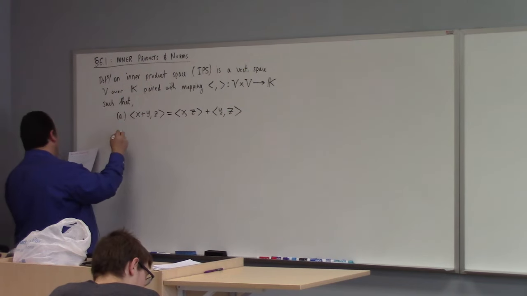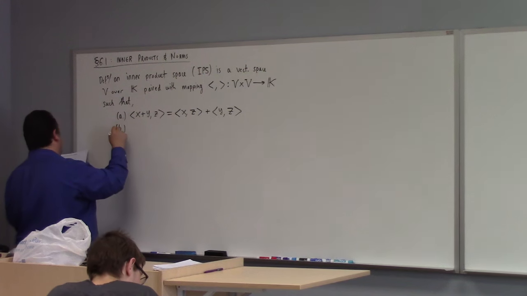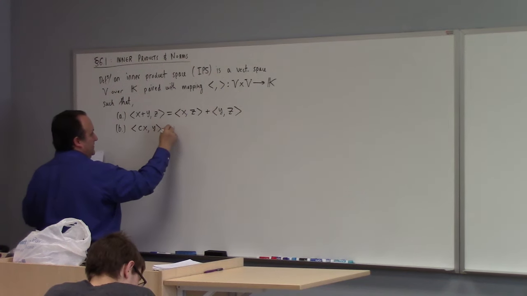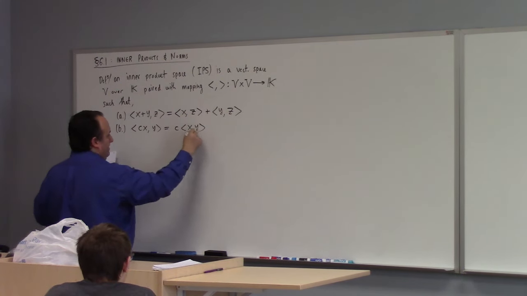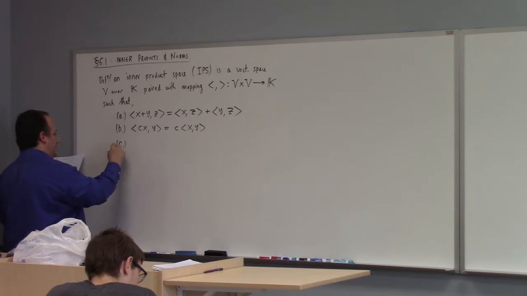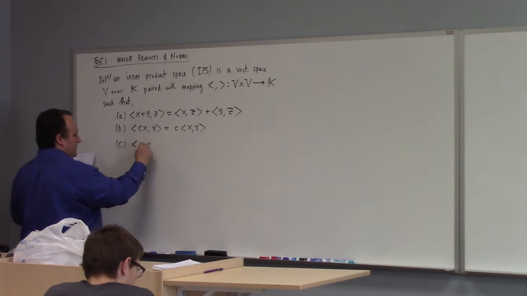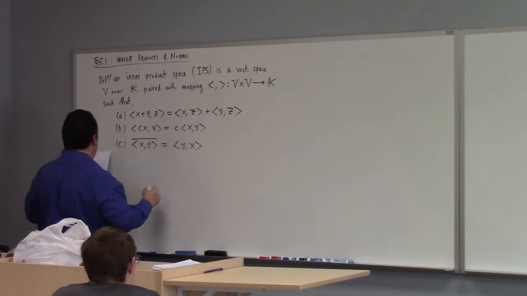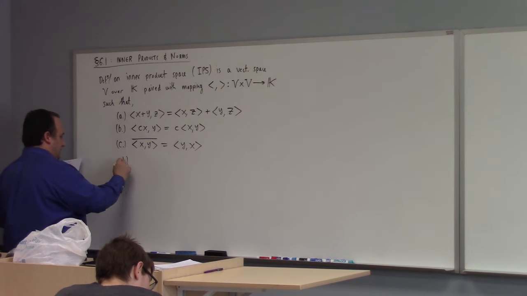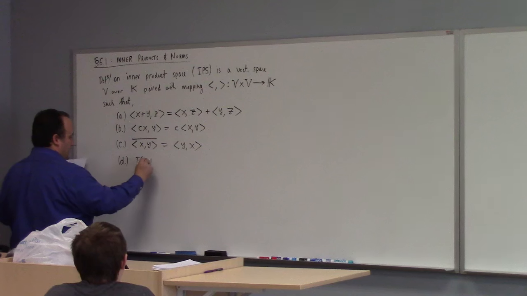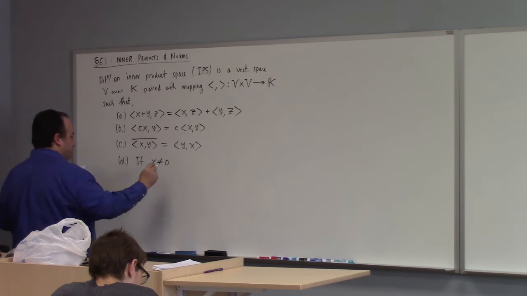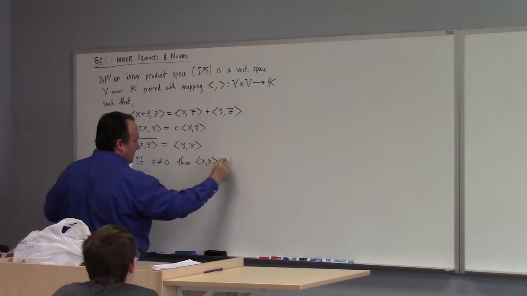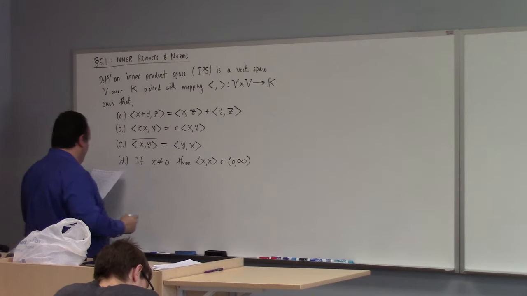Such that axiom A: x plus y, it's additive in the first slot. And we can pull constants out of the first slot here. And the complex conjugate is, it flips the order like this. And then D, if x is not equal to 0, then the inner product of x with x is an element of 0 to infinity. All right.